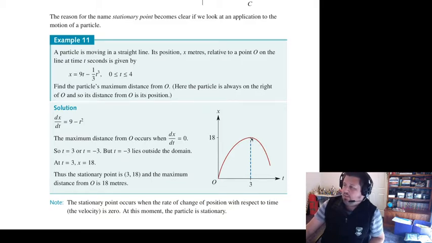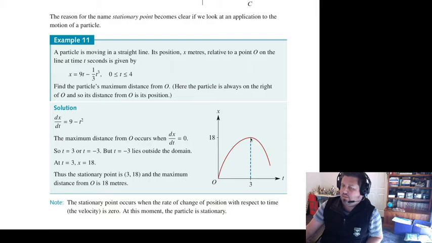Now that we know that that's the stationary point, the turning point, we can work out what is going on at time equals 3 by substituting that back into the original equation. So by substituting time equals 3 back into the equation here, we get that x is equal to 18. So it says the stationary point is at (3, 18), and the maximum distance from O is 18 meters. So it travels 18 meters away from that O position.